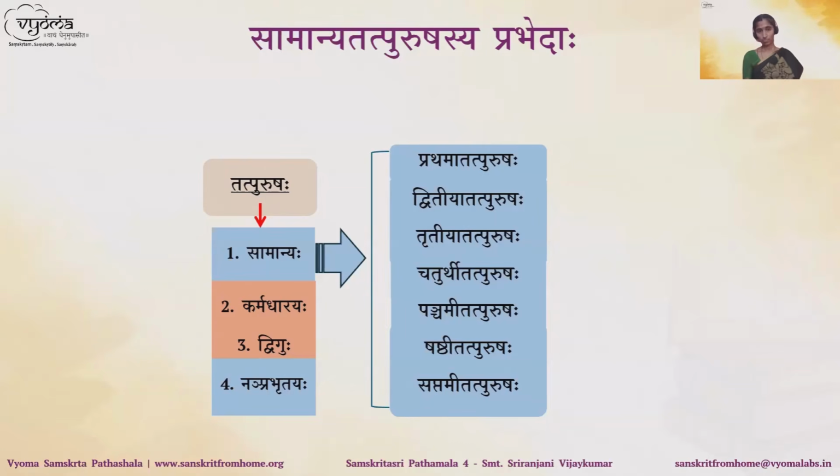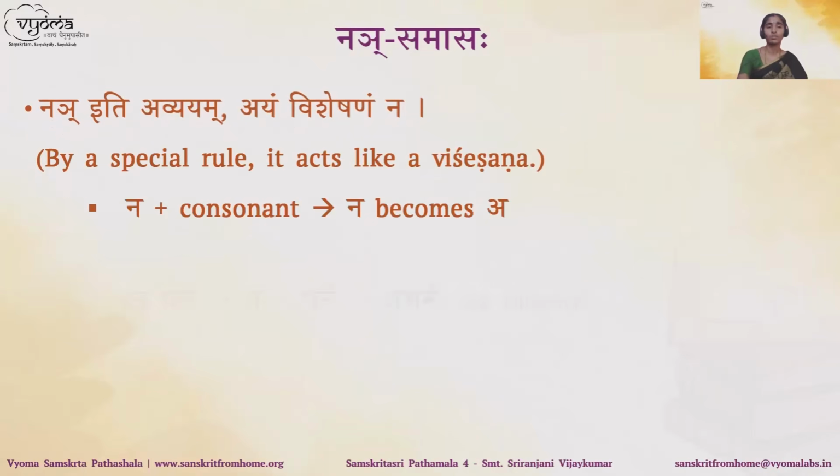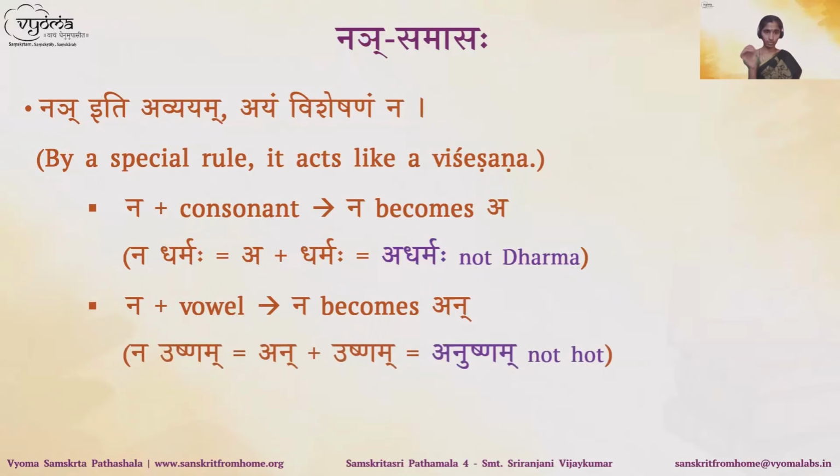Then nai prabhritaya, which is nai and etc. But here we are only studying the nai. For this level we only have the nai samasa. Nai prabhritaya means you have a few more categories that we study later, but here we have only the first kind, which is the nai samasa. Nai is avyayam. One thing to remember: when you make samasa with na, if the uttarapadam starts with a consonant, then instead of na you hear the a. If the uttarapadam starts with a vowel, then you will hear the an. So na dharmaha, adharmaha, na ushnam, anushnam. This is one thing we should remember about the nai samasa.